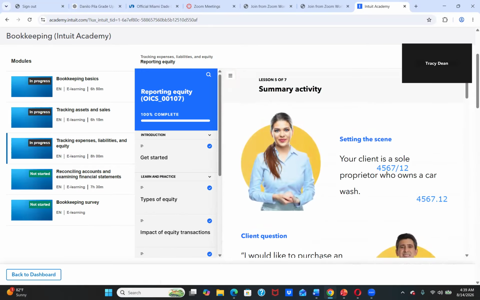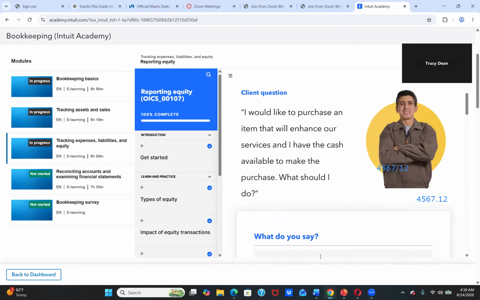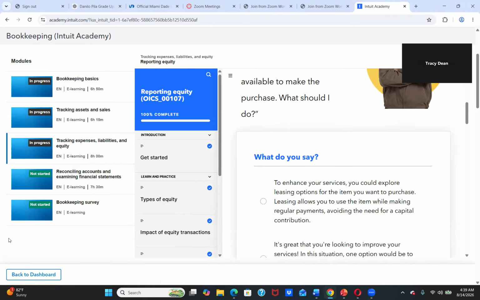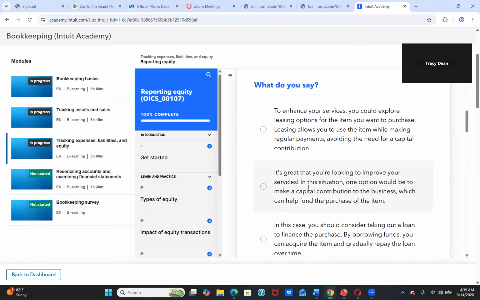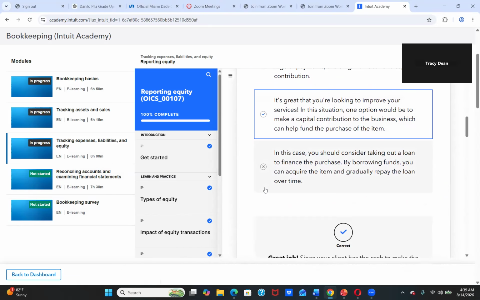Now, we have what we call the summary activity. And you can read the scenario. He wants to purchase an item that will enhance the services, and he has cash available. So the question is, what should I do? And you would tell him, it's great you're looking to improve your services. One option would be to make a capital contribution to the business, which can help with the purchase of the item. Then you go ahead and submit that.